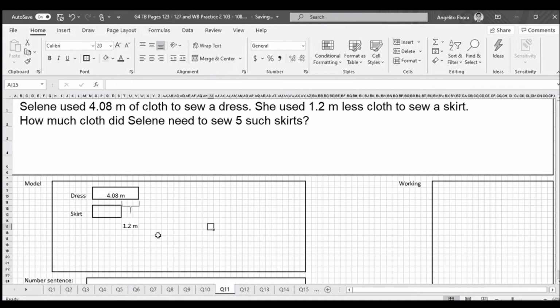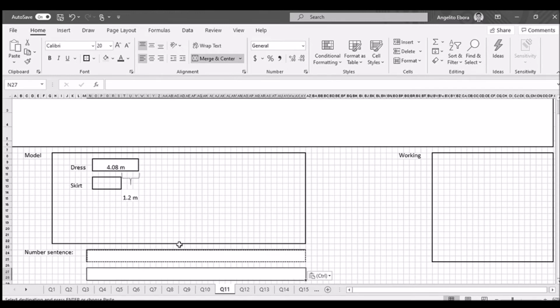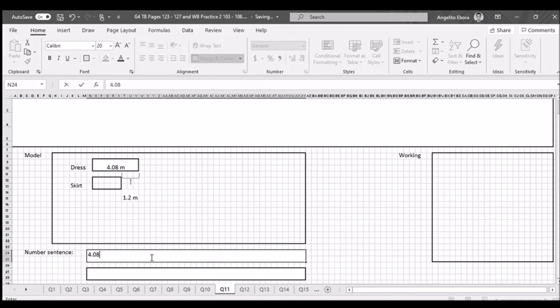The skirt. How do you find the skirt? So again, the dress is 4.08. She used 1.2 meters less cloth to sew a skirt. So how do you find this? We need to, all right, very good. So we need to subtract the two numbers for us to get this. Okay, so first step, 4.08 minus 1.2.